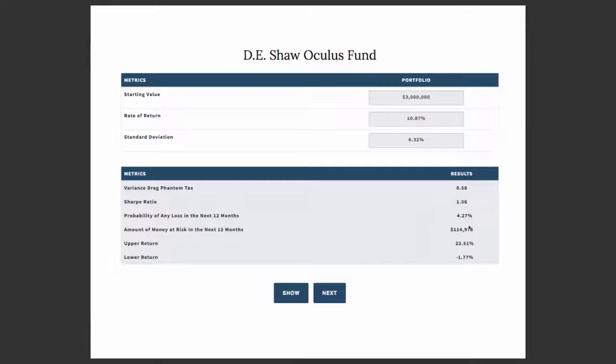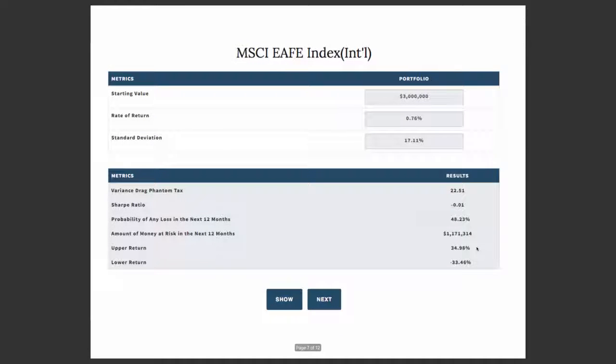Now here's a manager, D.E. Shaw Oculus. This is a great manager. All right, D.E. Shaw, look at their numbers. Variance drag phantom tax of 0.58. You have just as good a chance, based on historical data, of returning 23.5% over the next 12 months as you do losing 1.77. That's the range. This is how you look at things. Here's the international market.